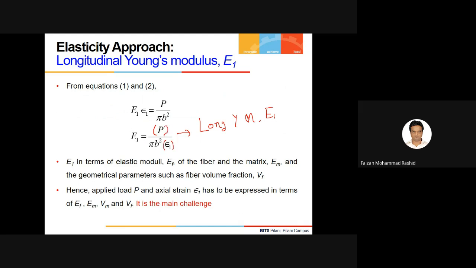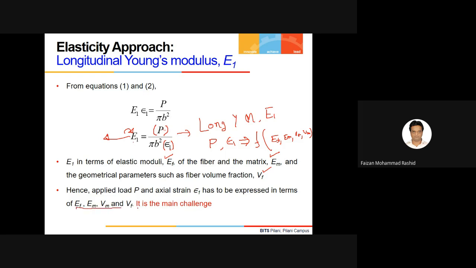So what do we have to do? This force value P and the strain value in the one direction have to be expressed in terms of known quantities. What are the known quantities? I know the Young's modulus of fiber, the Young's modulus of matrix, and the fiber volume fraction. So I have to express these things as a function of E F, E M, V F, V M. Then my expression will be more generic. It is not generic now, because the moment you change the P value, this value will change. This thing has to be constant, but the force and strain are variable here, so I have to change everything into known quantities. Hence the applied force and the axial strain have to be expressed in this way.